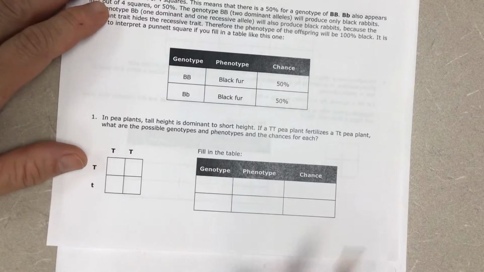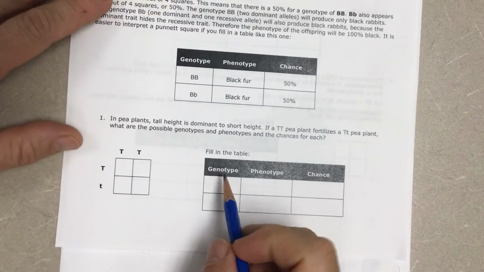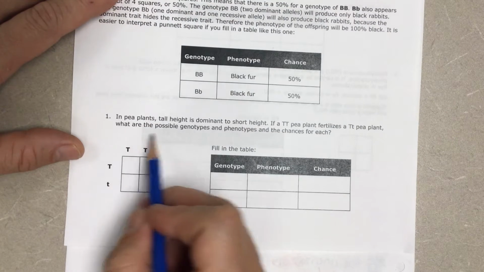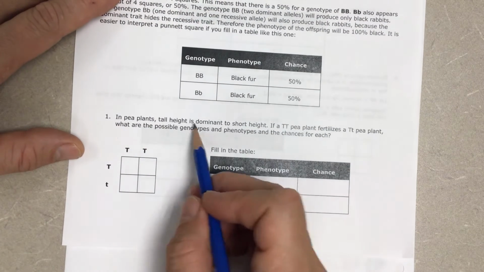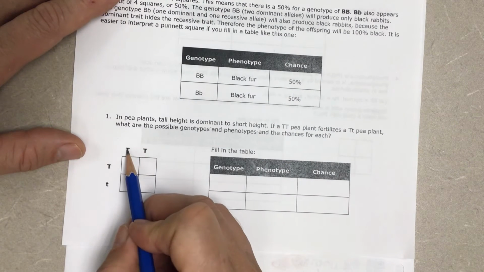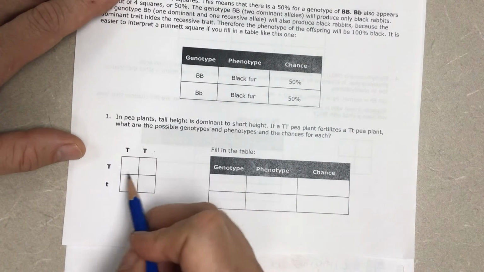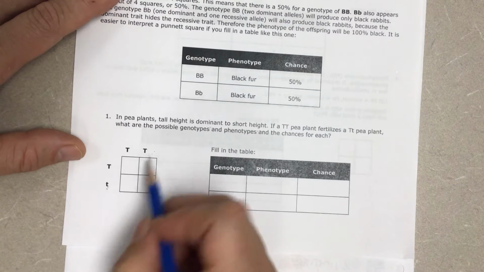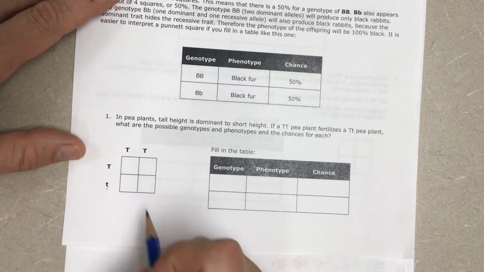Pea plants, same type of thing. In this case, genotypes refers to the letters. We've got a homozygous tall, because tall height is dominant to short height. They have to tell you that in the question. So capital letter T represents tall. Small letter t represents short. So this plant is tall, but it could have a short offspring depending on who else it's crossed with.